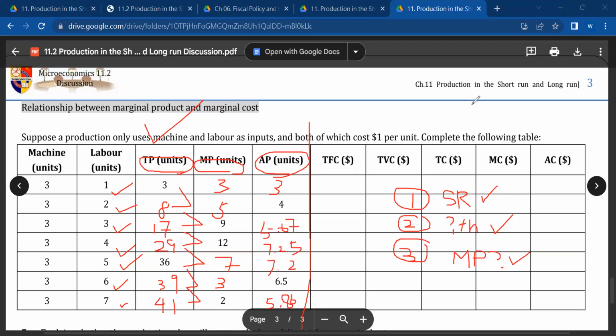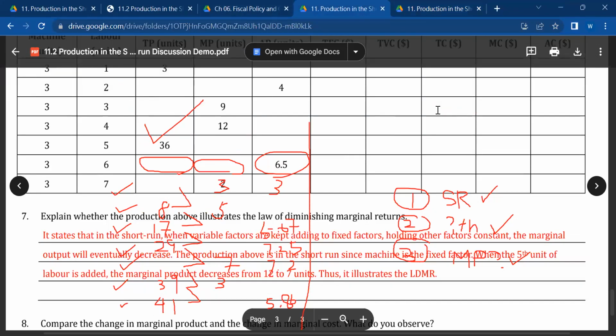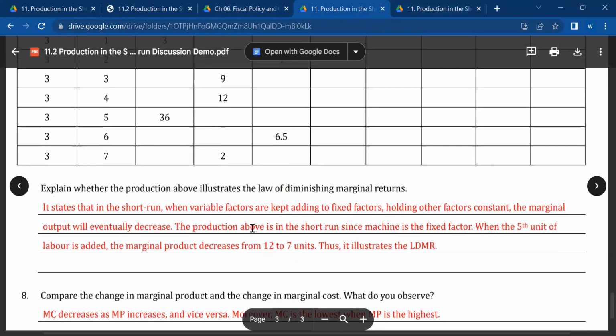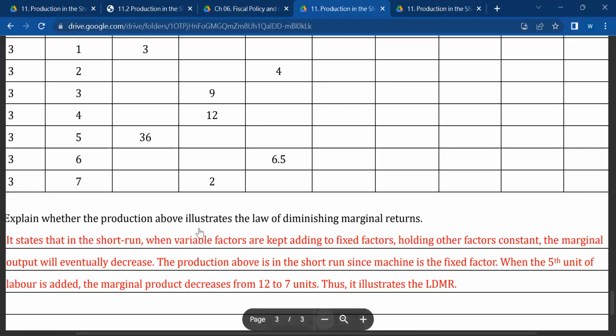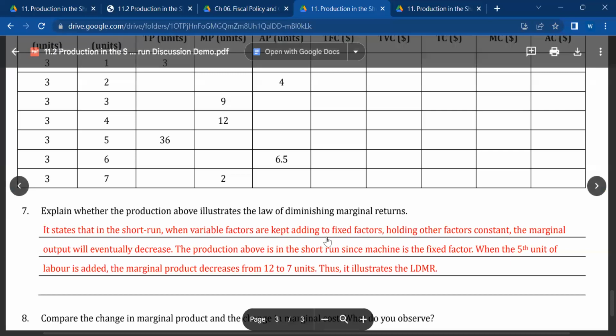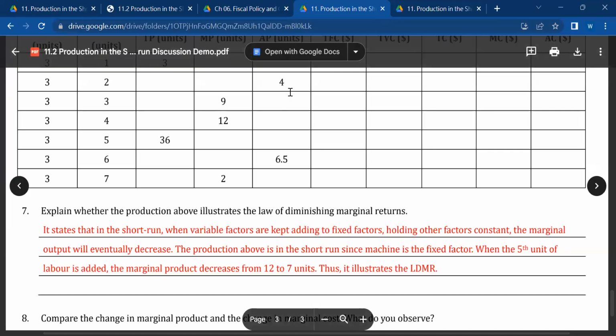Okay, so let's check the answer together to see whether you get the correct answer. It says that it is the short run. This is a definition: when the variable factors are kept adding to the fixed factor, holding other factors constant, the marginal output will eventually decrease. Yes, I mentioned that you need to memorize the definition because it is worth around 2 to 3 marks, right?